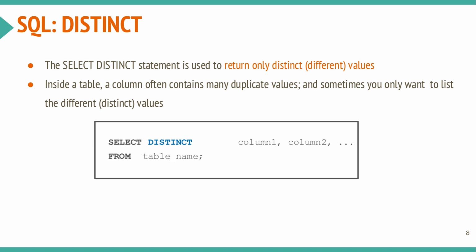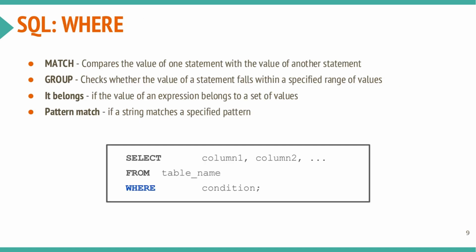The select distinct statement is used to return only different values. Inside a table, a column often contains many duplicate values, and sometimes you only want to list the different values. Where is the command for filter. It's one of the most powerful parts of SQL. We will use it to filter data subject to some condition.